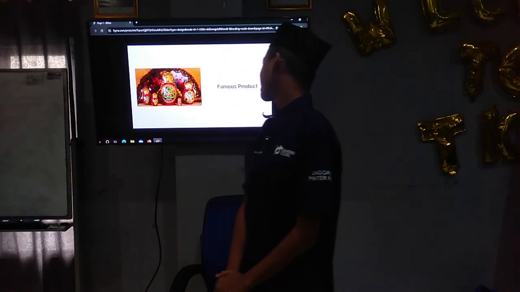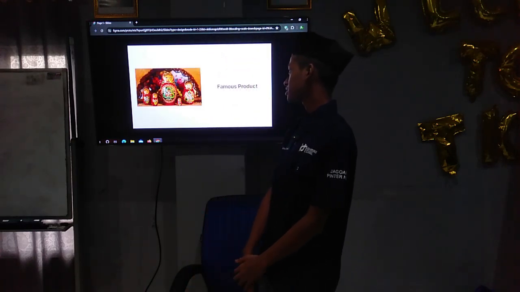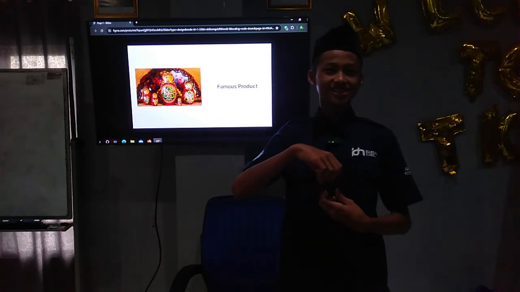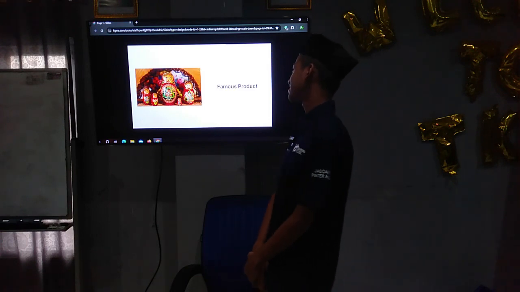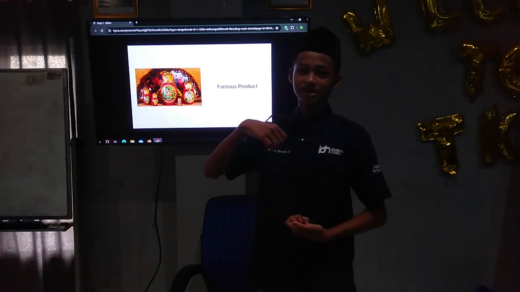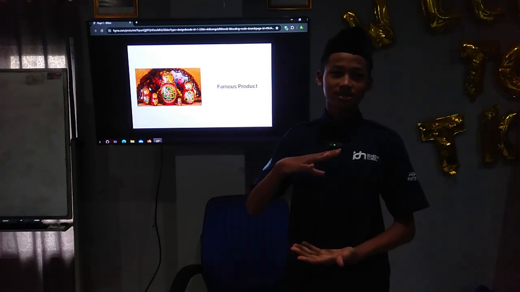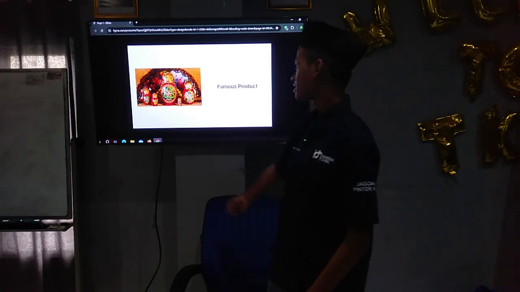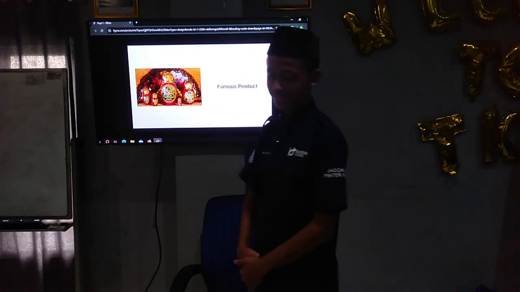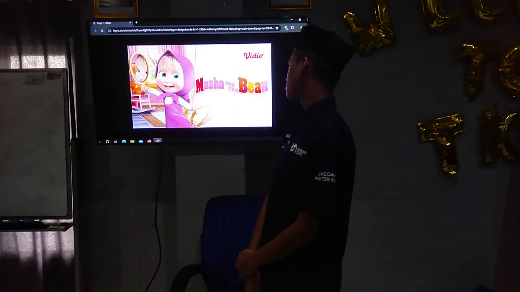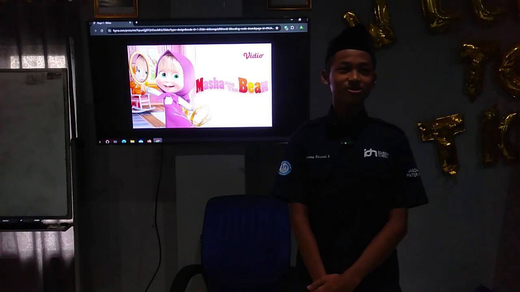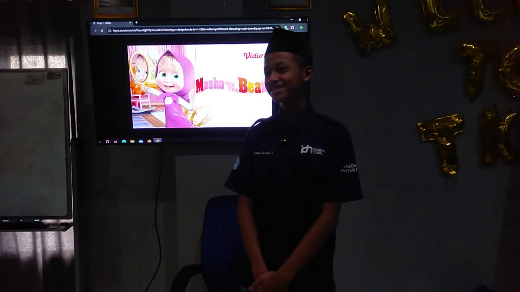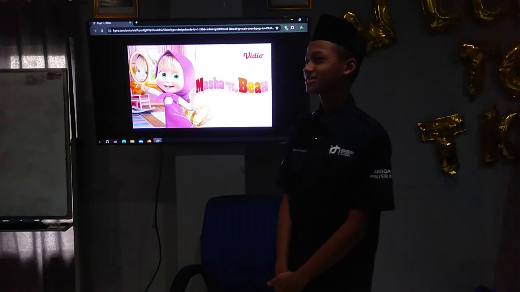Next, a famous product is this thing. I forgot the name too. It's like a toy. If you open it, there will be a little one inside, again and again until the smallest one. This one, yes. Next is the famous cartoon, Masha and the Bear. I think we already saw it.